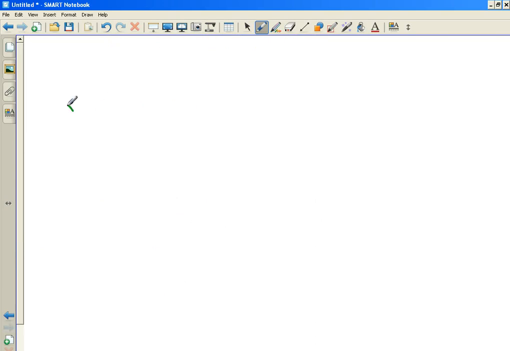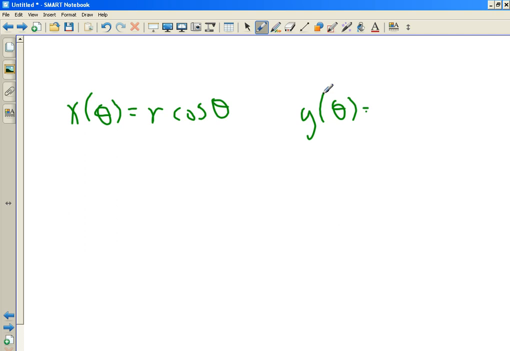What if x of theta is r times cosine theta, and r is some constant? r is like 2. And instead of t, it's theta. And y of theta is r sine theta. Question A was: graph this path. How do you know what this looks like? For a given value, I think they said r was 2.